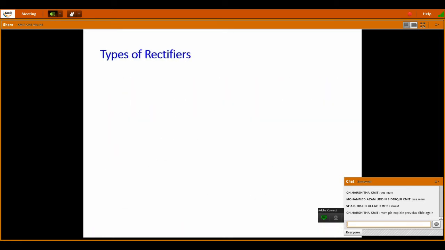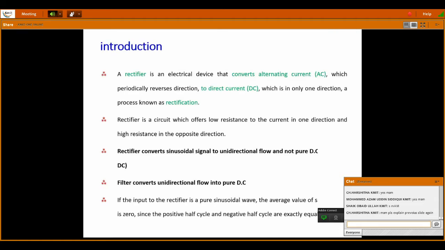I'll explain, no problem. See, in this slide, I have only explained what a rectifier is, what it actually does, and which block follows the rectifier. A rectifier converts a sine wave into a pulsating DC. That is not pure DC. It will be a zigzag kind of thing. Input is a sine wave, but at the output we need to get a DC. How does a DC signal look? It looks like a straight line. But we won't get a straight line if we use only rectifiers. Following a rectifier, you need to use a filter. The filter will convert this unidirectional flow signal into pure DC.